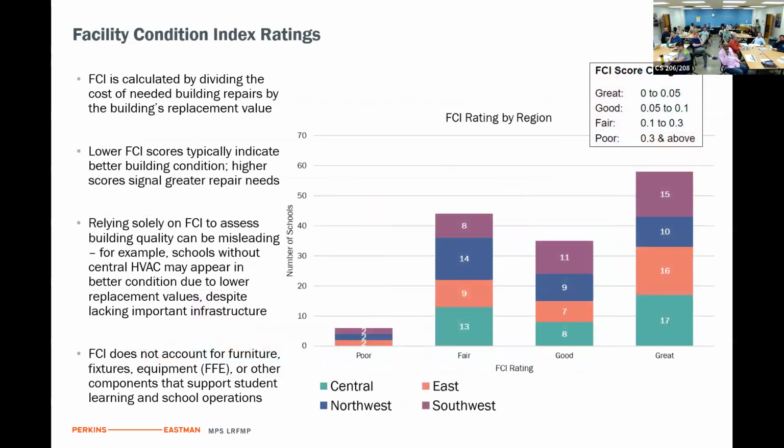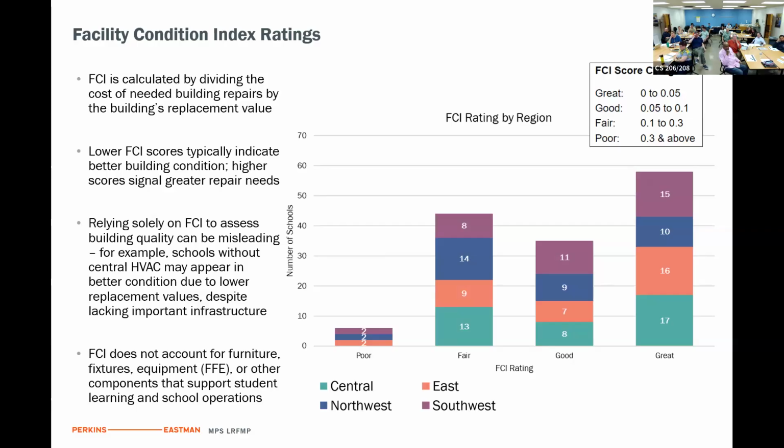From there, looking at facility condition index. FCI is just talking about deferred maintenance costs over the replacement value of the building, to try to understand the quality of the building through this lens. You'll note that that is not included on the spreadsheet that we passed out.